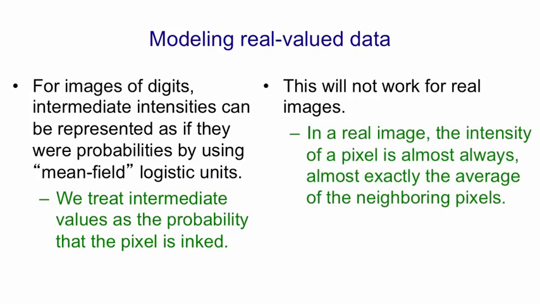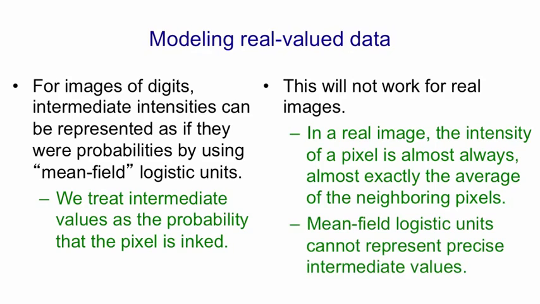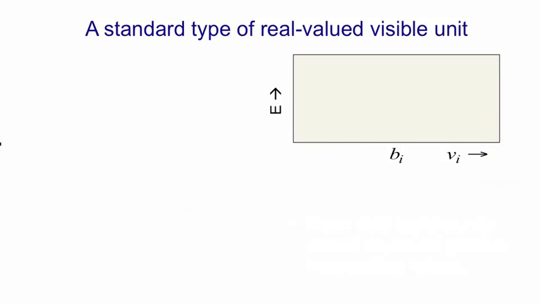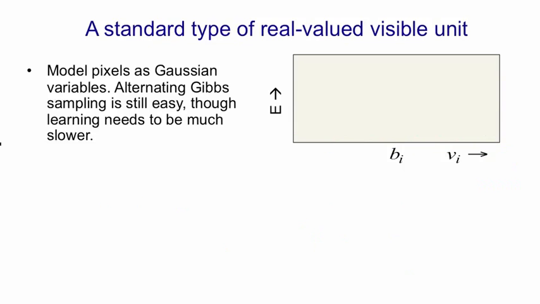In a real image, the intensity of a pixel is almost always, almost exactly, the average of its neighbours. So it's got a very high probability of being very close to that average, and a very small probability of being a little further away. And you can't achieve that with a logistic unit. Mean field logistic units are unable to represent things like the intensity is 0.69, but very unlikely to be 0.71 or 0.67. So we need some other kind of unit. The obvious thing to use is a linear unit with Gaussian noise. So we model pixels as Gaussian variables.